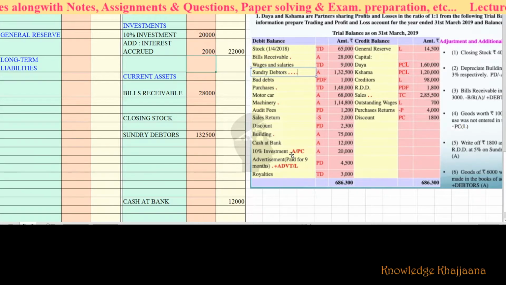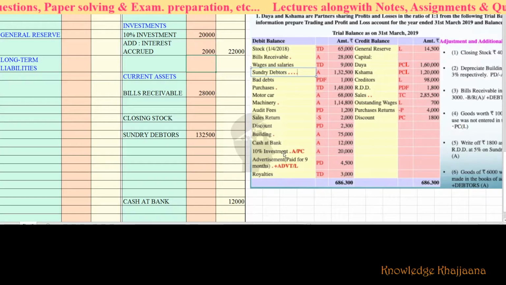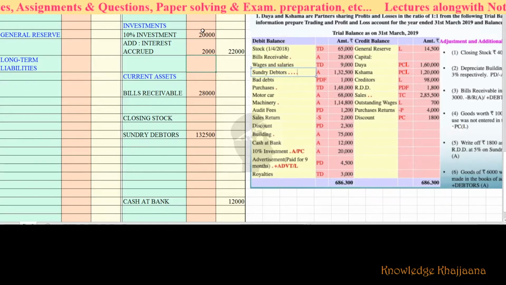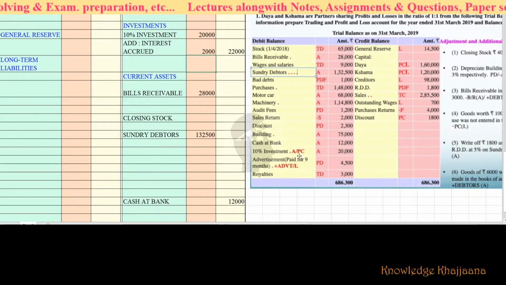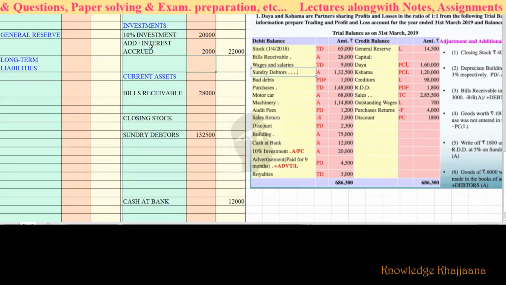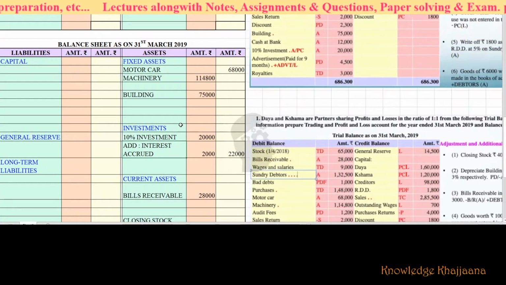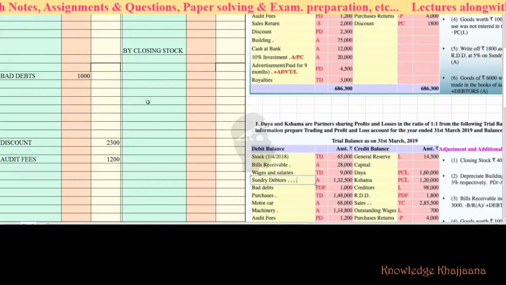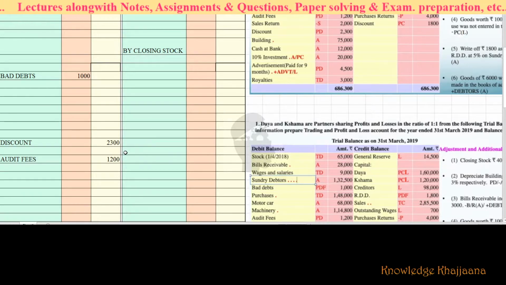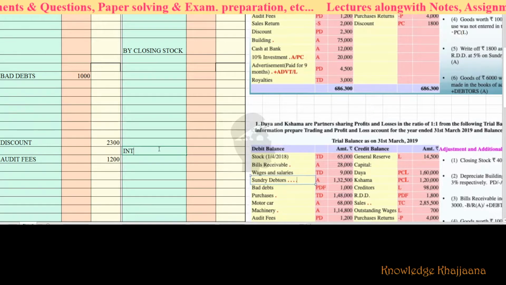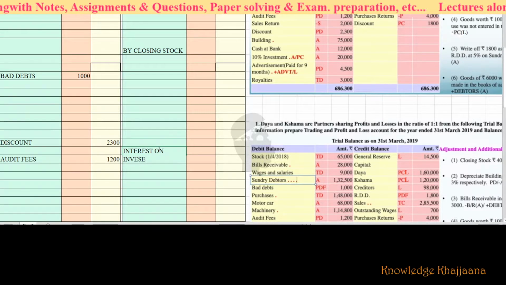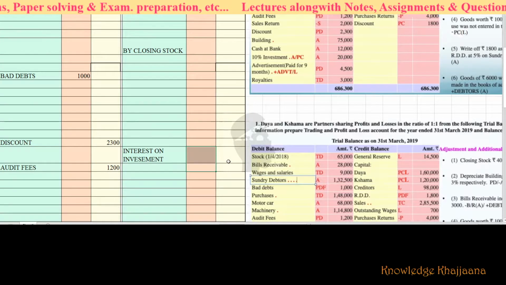What is the adjustment? For the 10% interest, accrued interest rupees 2,000 we have recorded on the asset side. So this we have finished. Okay, and again we have to record it to the profit and loss account credit side. Interest accrued, profit and loss account credit side. Interest on investment, how much is it? Rupees 2,000.